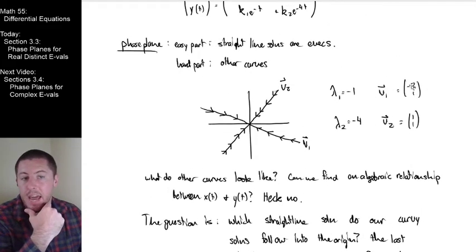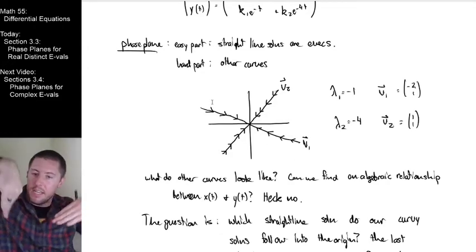And you should notice that the x value of negative 2 and the y value of positive 1 is exactly a line of slope negative 1/2. This is exactly the eigenvector straight line solution that all these things are going to agree with.